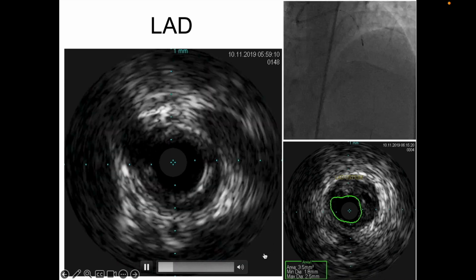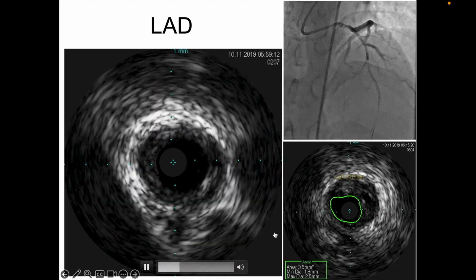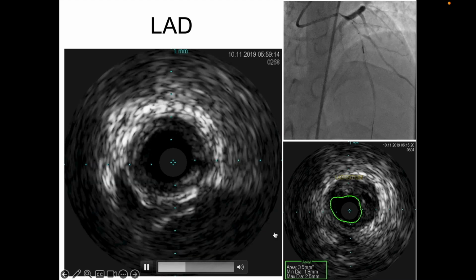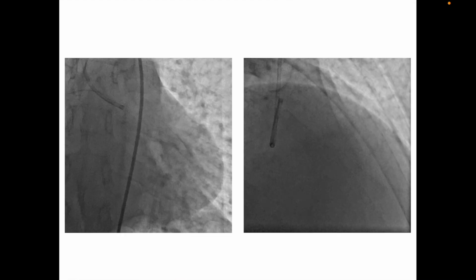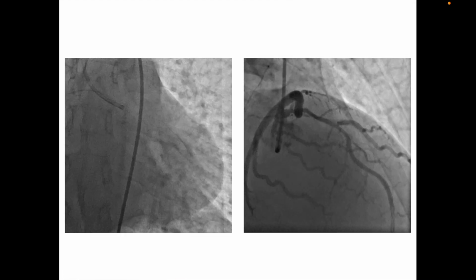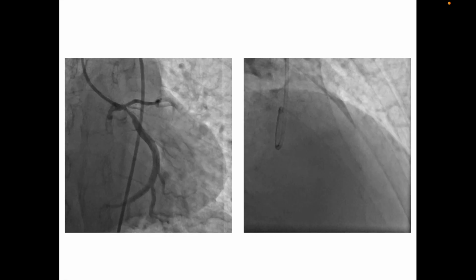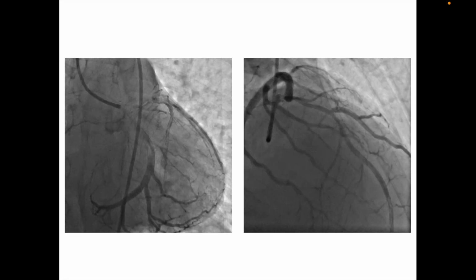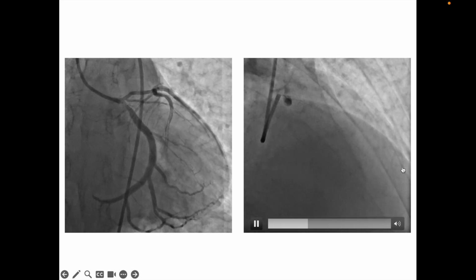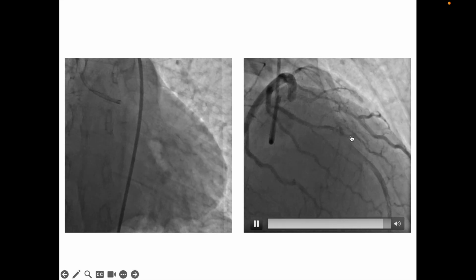It's an eccentric plaque here, and the MLA is 3.5 millimeter square, and that's again highly significant. So what you have here now is a diffuse disease in the LAD starting from the ostium going right up to the mid segment, which you can see even here angiographically.